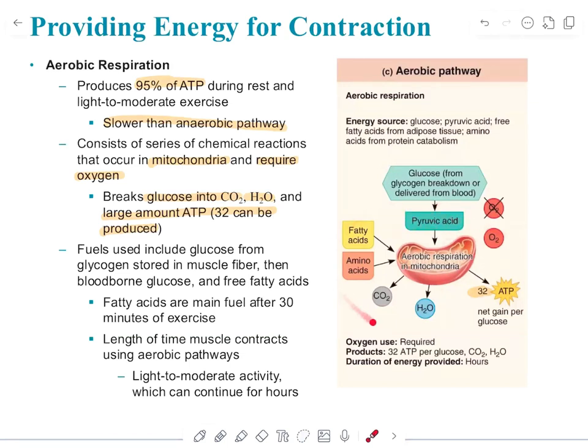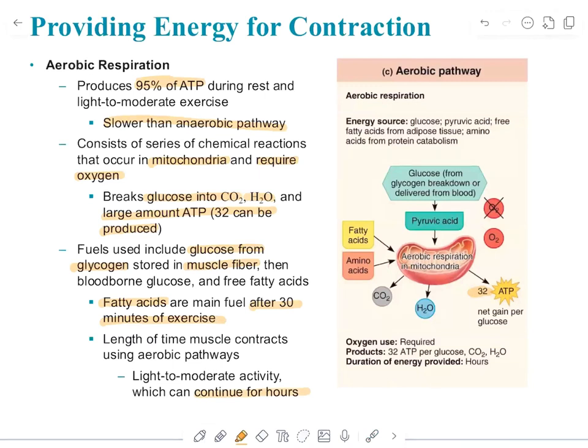However, when we have the mitochondria here, the fuels that are used could include the glucose broken down from glycogen, which is stored in the muscle fiber, but it could also use other things like fatty acids, which are available after 30 minutes of exercise, or it could also include amino acids. This supplies enough energy that could continue for hours. So somebody running a marathon would use the aerobic pathway.